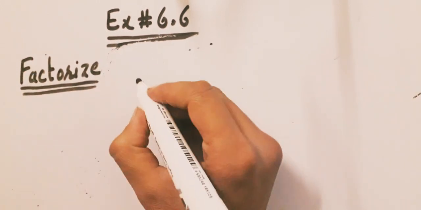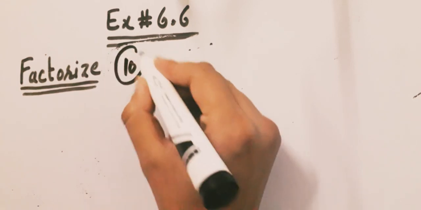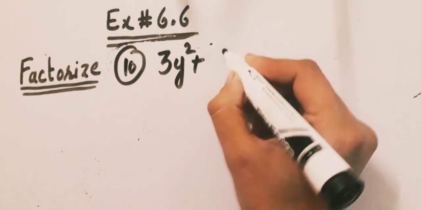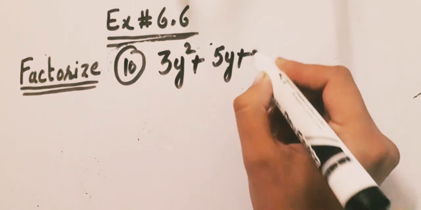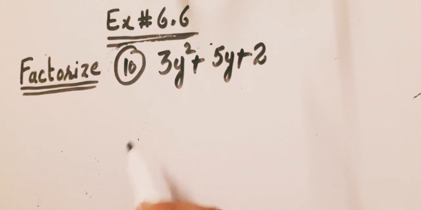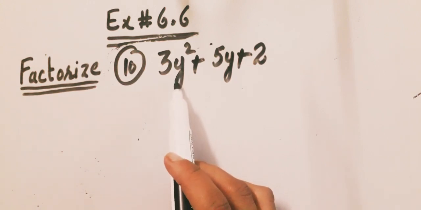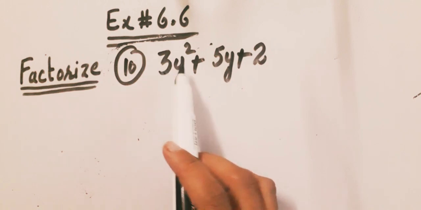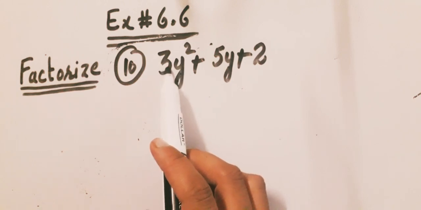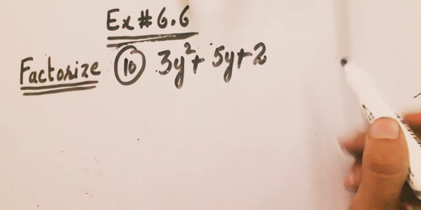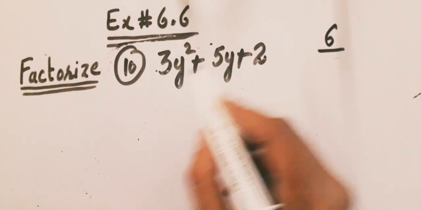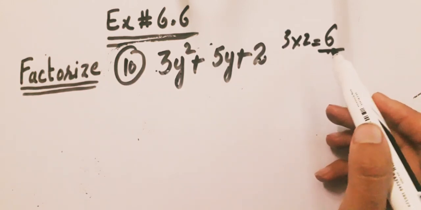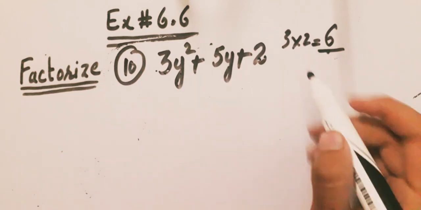Now we will solve question number 10, that is the last. 3y square plus 5y plus 2. Now in all other questions the coefficient with square is 1. So here it is 3. First of all you will multiply this 3 and 2. 3 and 2 will become 6. So you will make the factors of 6 such that when they are added they give 5. So 3 and 2.